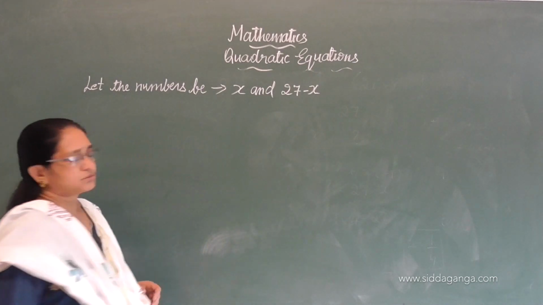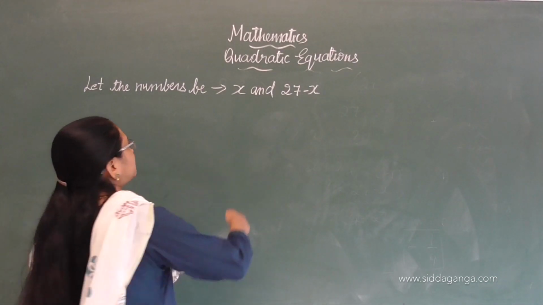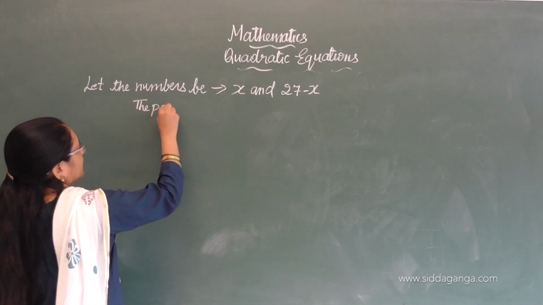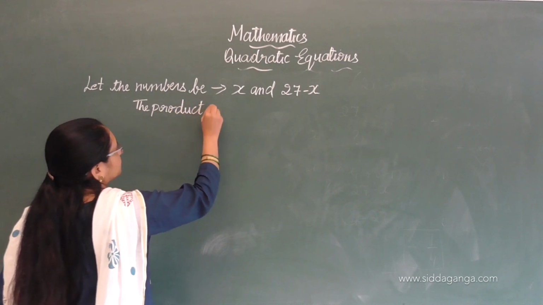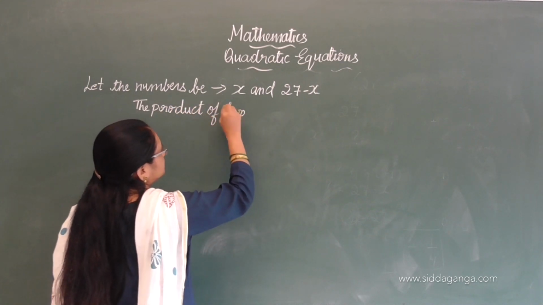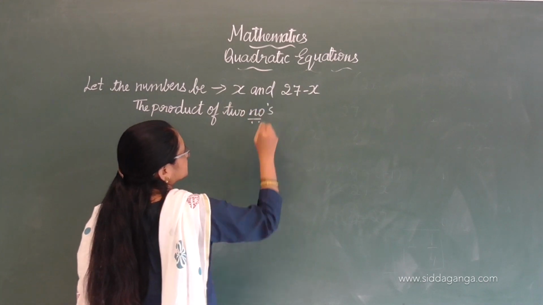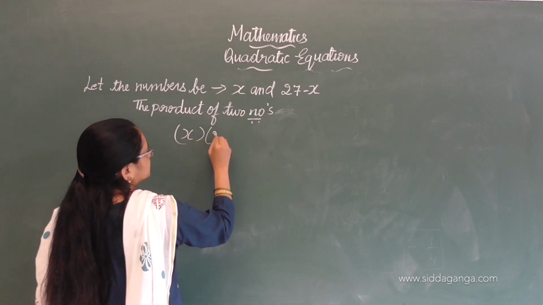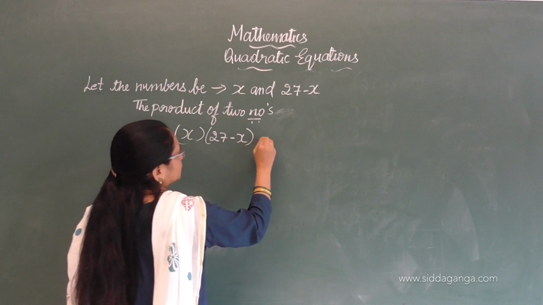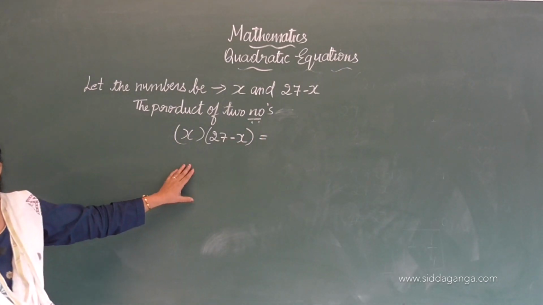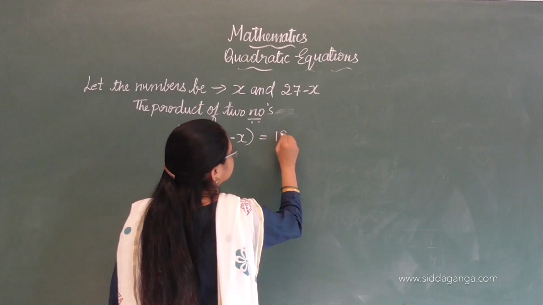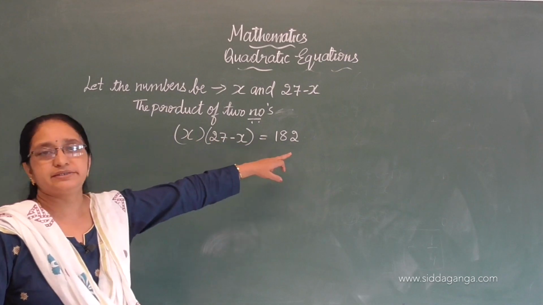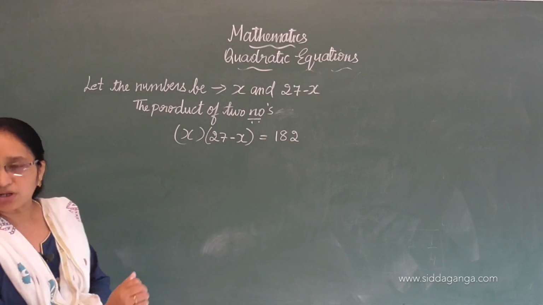Now, they have given the product of the two numbers. So the product of two numbers means x into 27 minus x is equal to how much? How much they have given in the question? They have given 182. The product is given. The product of two numbers is 182. So I think you can solve the problem now.